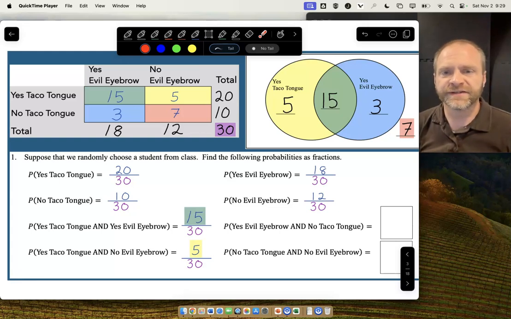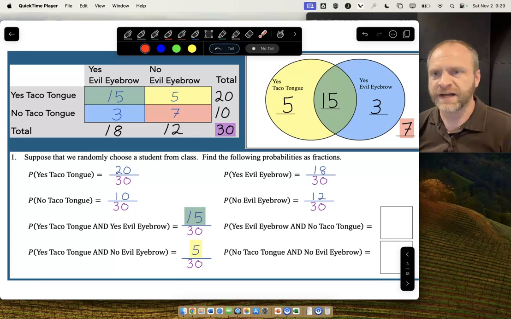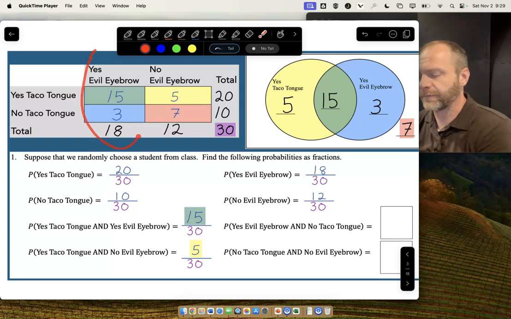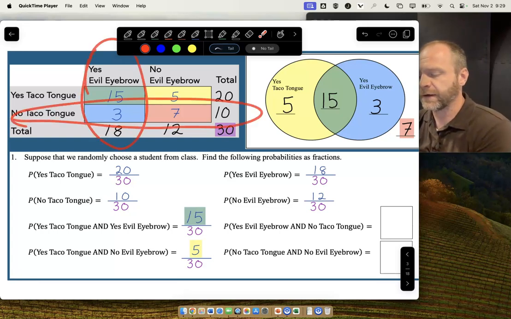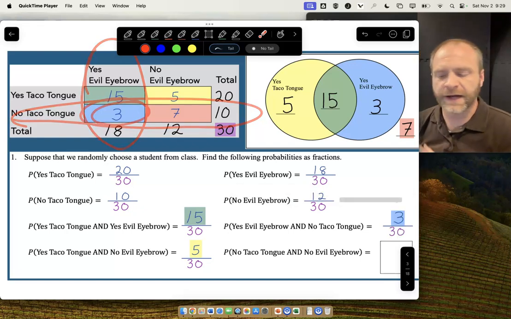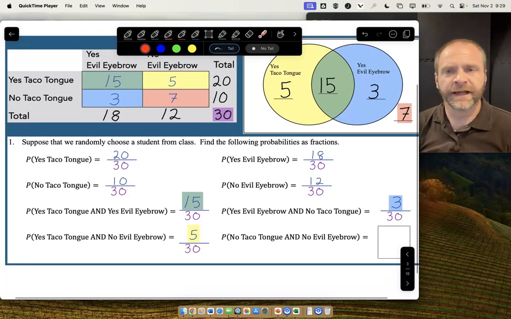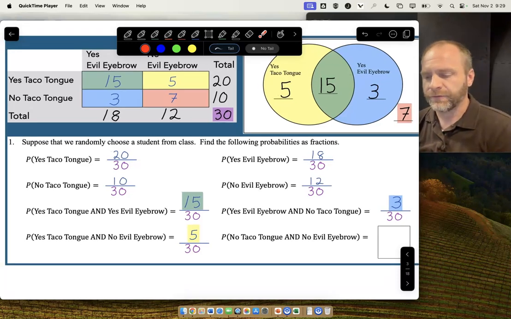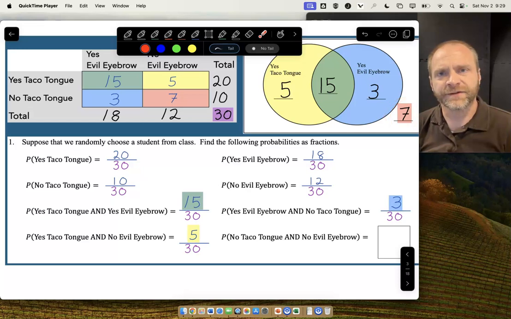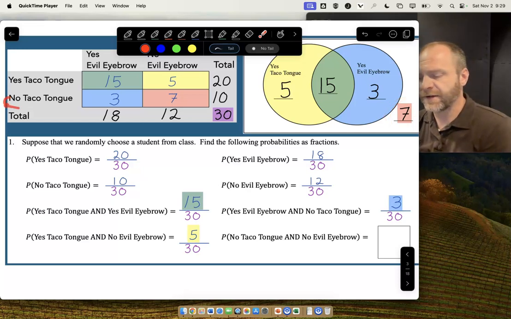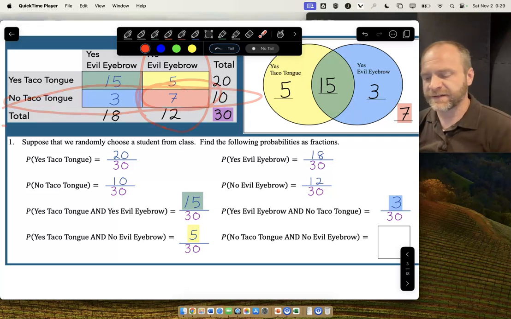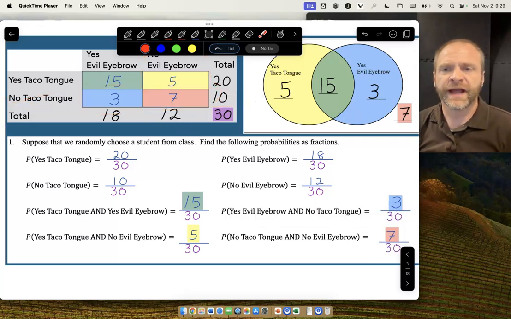And we can keep doing this, yes, evil eyebrow and no taco tongue. So yes, evil eyebrow, right there, no taco tongue, and they intersect at the 3 out of the 30. And I can look at no taco tongue and no evil eyebrow. Well, that person is completely left out of all the circles. That's 7 because I got no and I've got no. So they intersect at the 7 out of 30. So we have just looked at how to use the two-way table, and we even looked at the Venn diagram to help us out.